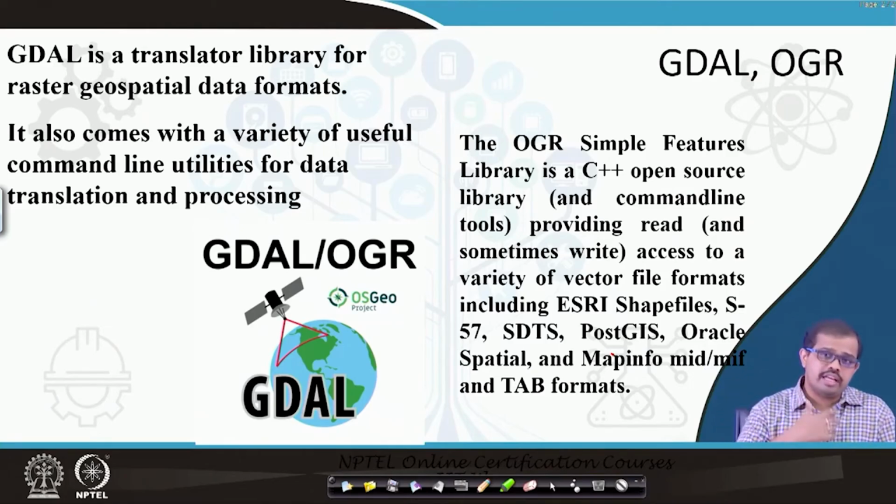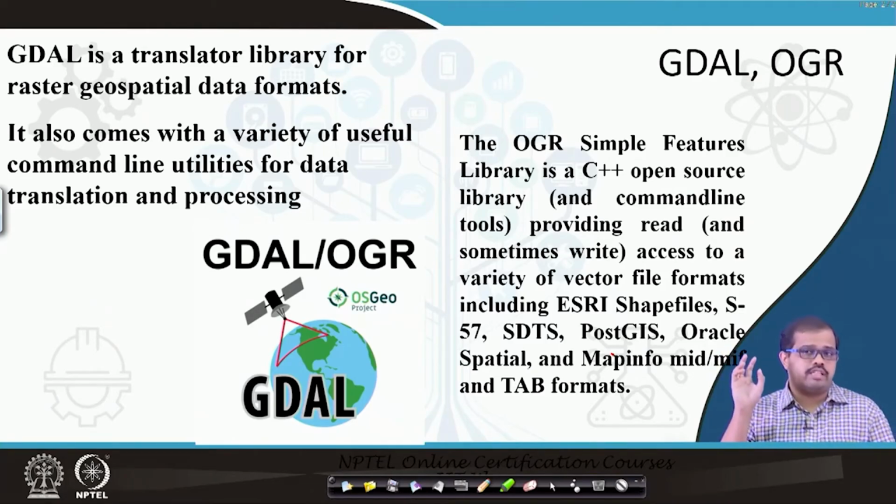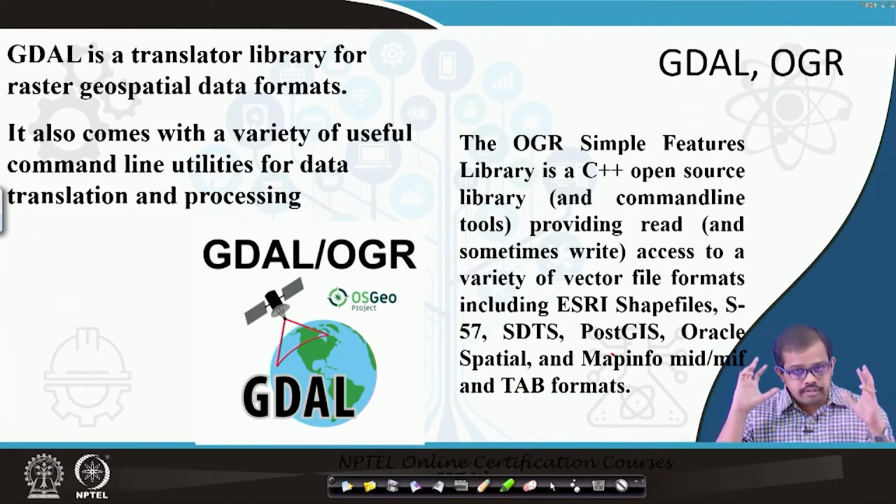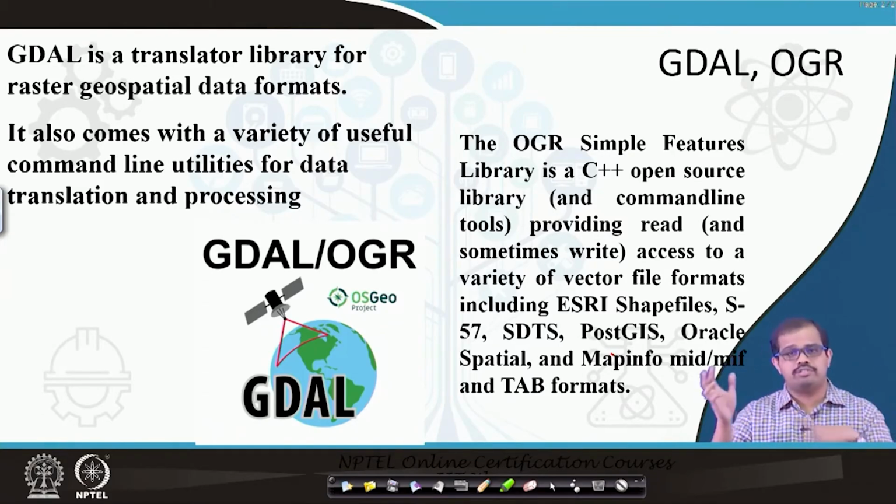So now take any vector software that is in the market today, whether it is proprietary or open source, the basic library behind all of this software is OGR. Okay, the basic library behind raster software is nothing but GDAL. So whether you are trying to buy a proprietary license, the thing that is the brain behind it is GDAL and OGR.